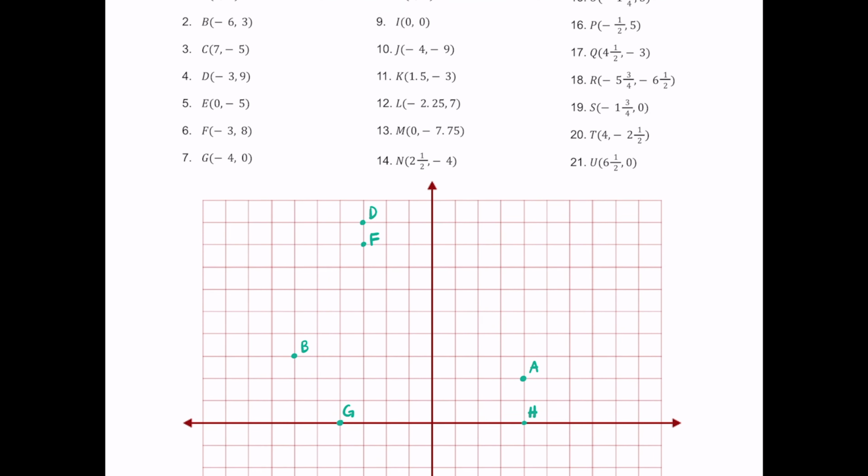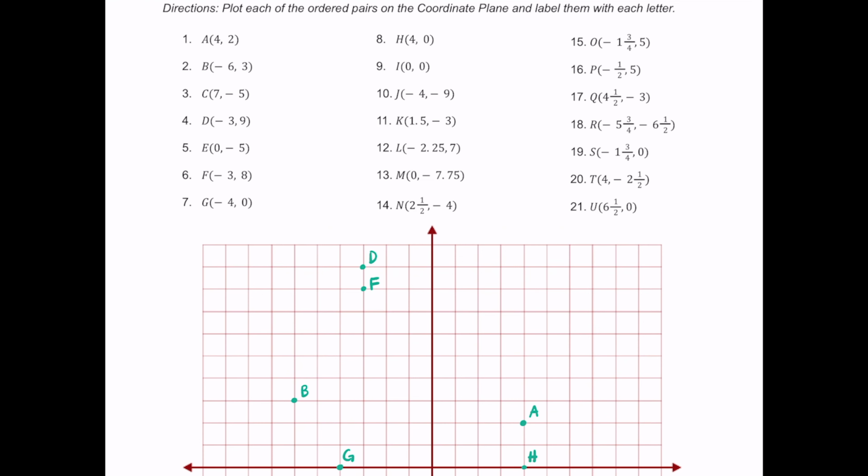Okay. Moving on to number 9, which is I, which is located at 0, 0. So that's actually right at the origin. We don't move left, we don't move right, we don't move up or down. So this is going to be where I is located, right on the origin.